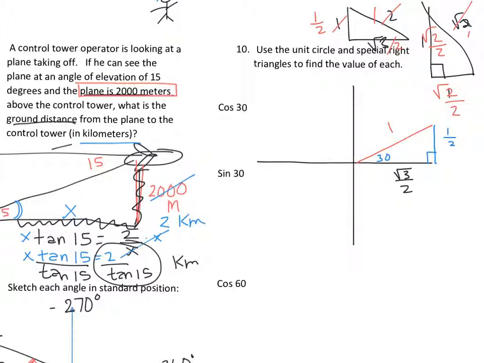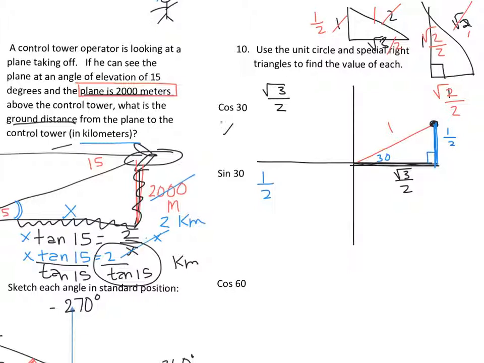If your coordinate is right here, cosine is the x value. So how far did you go over? The answer is root 3 over 2, because this x distance is root 3 over 2. Sine is the y distance. So how far did you go up? And that was 1/2.